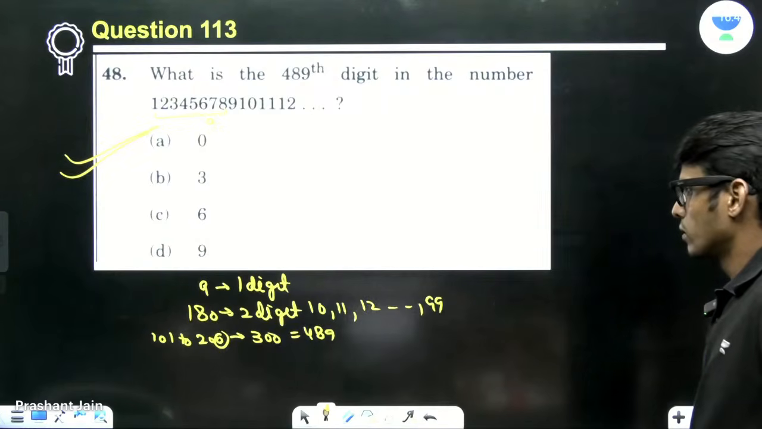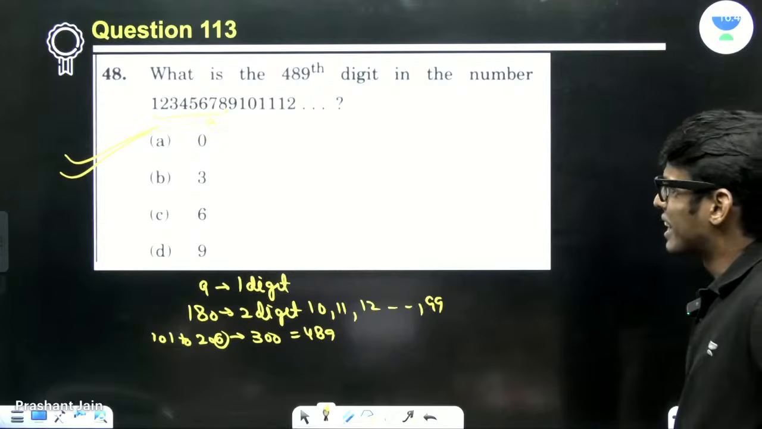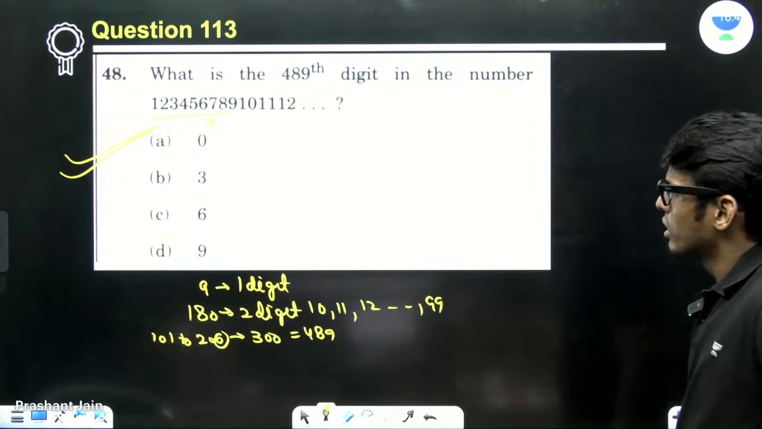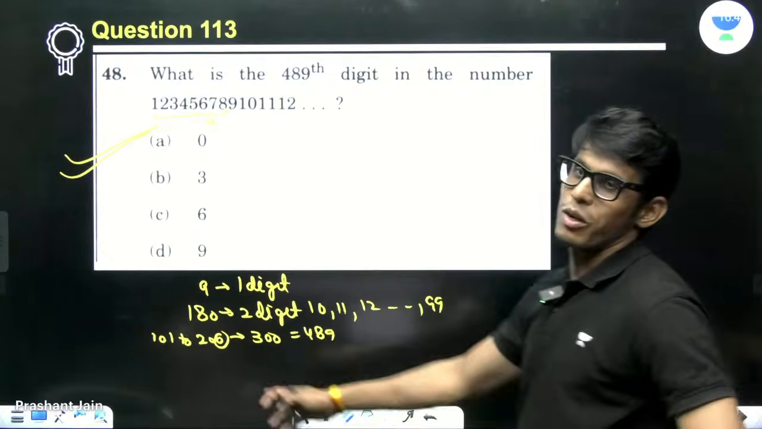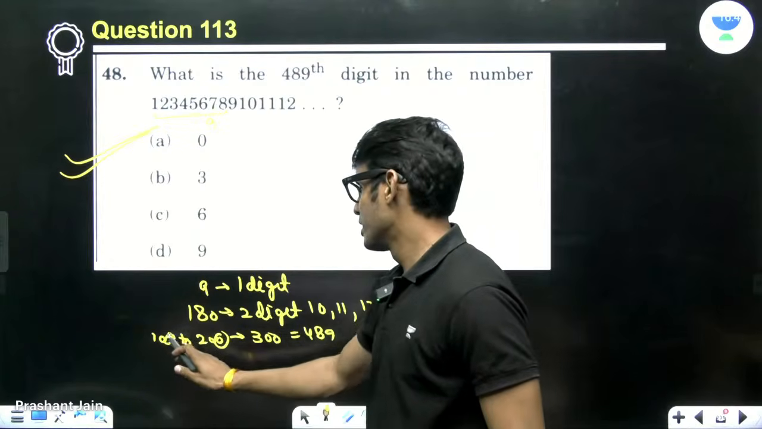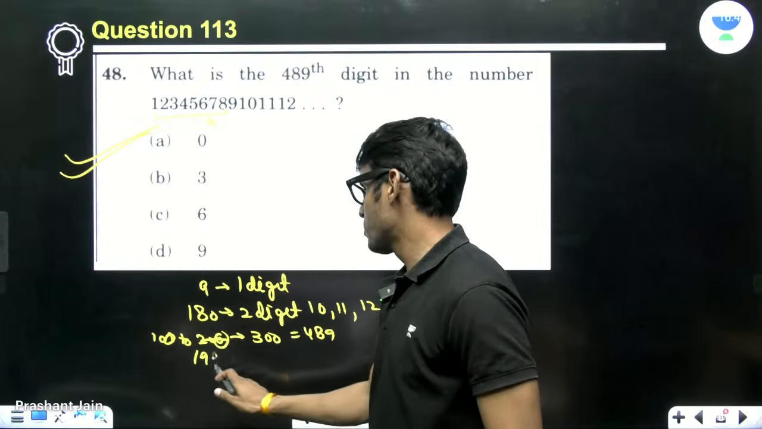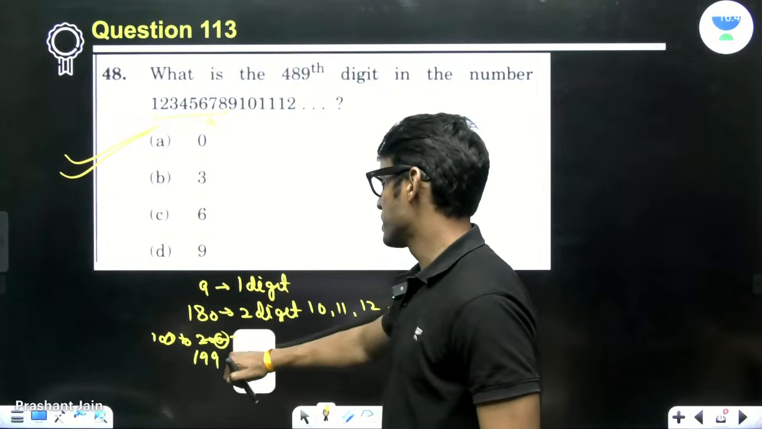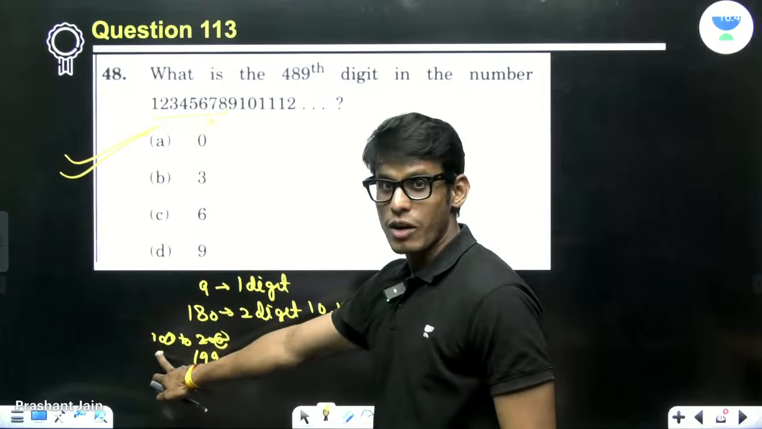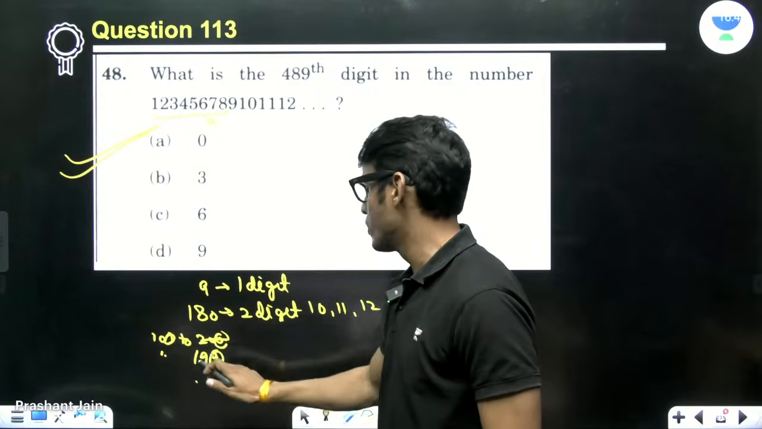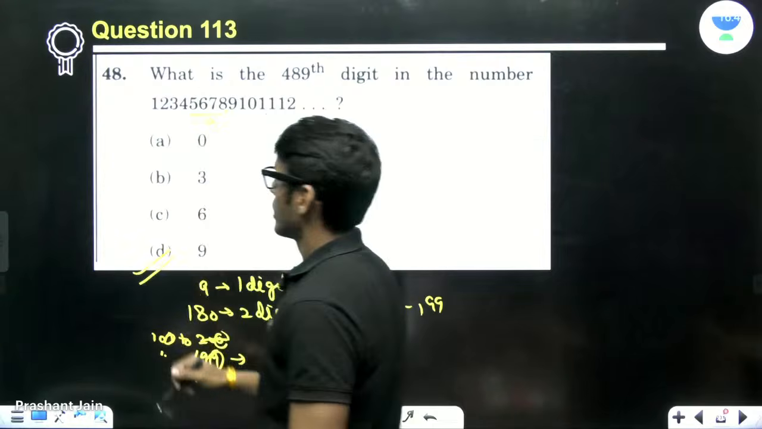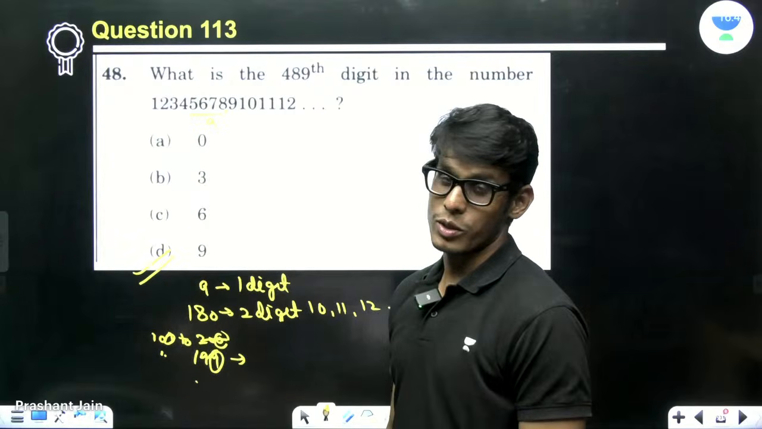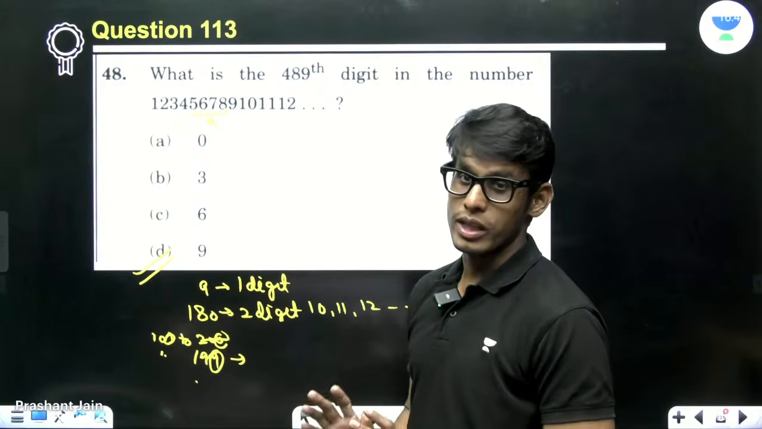D. Oh, D. How can it be D? 9 digits and then, oh, I missed 100. This is the silly mistake which I made. It has to start from 100, right? 100 to 199, then 9 will be the number. My bad. And see, they made 0 the first option so that people can make the silly mistake which I did.